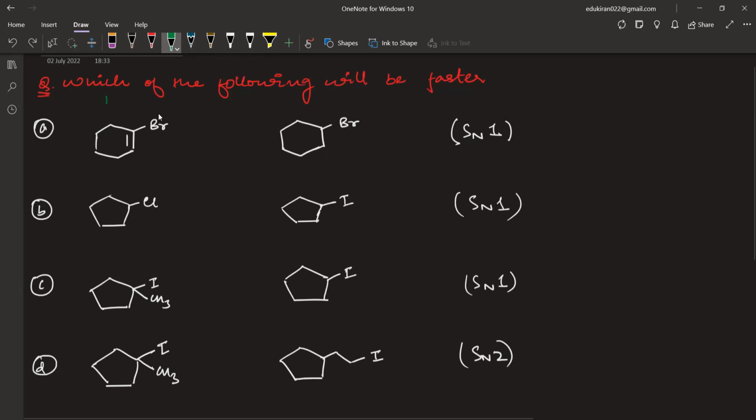चलिए यहाँ पे 1 और 2 हम कर देते हैं. 1 है और ये 2 है. Which will be faster here? You said 2 will be faster. Why is 2 faster? In second one, the bond will break easily. Why? Why not in the first one? First one is having double bond.